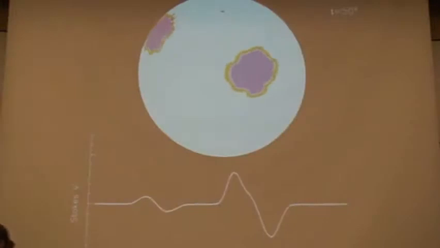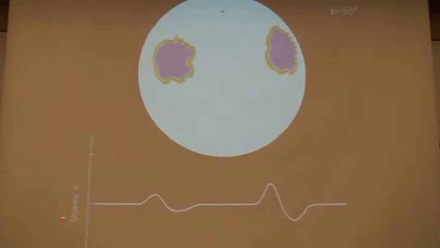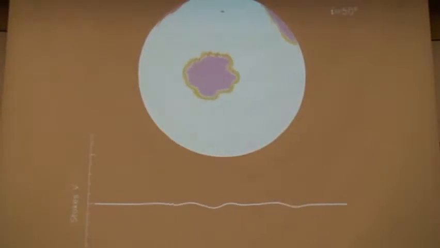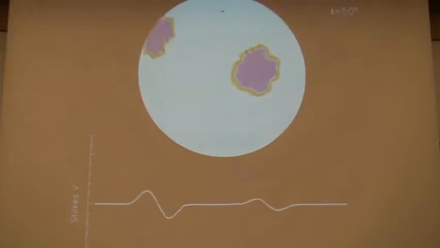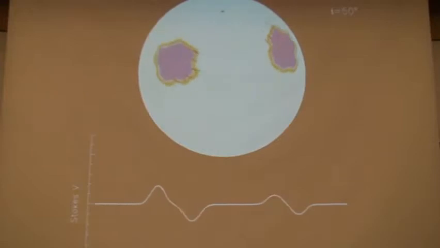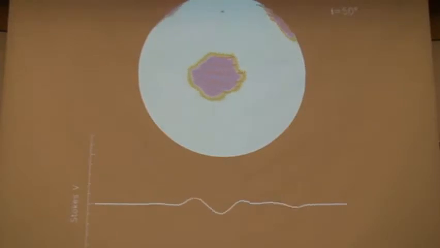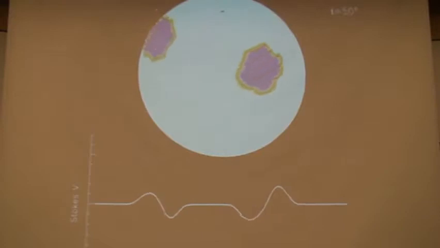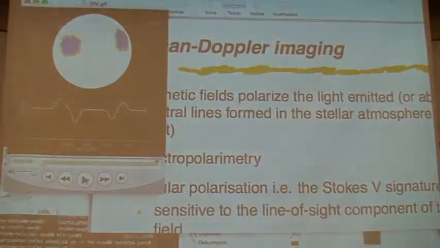So this is now Stokes V. So this is the circular polarization, and then you see different sorts of magnetic fields. These are horizontal on the surface, and here you have a radial field. So let's see that again.